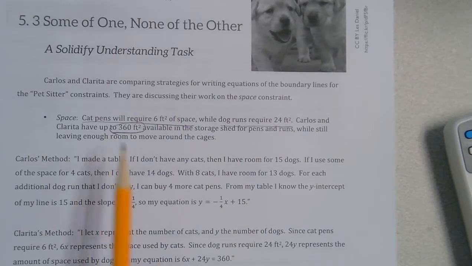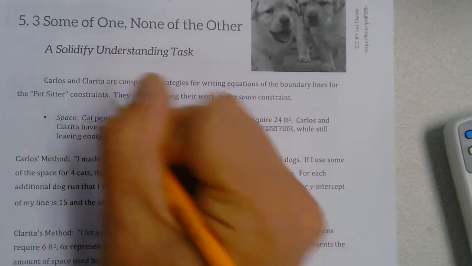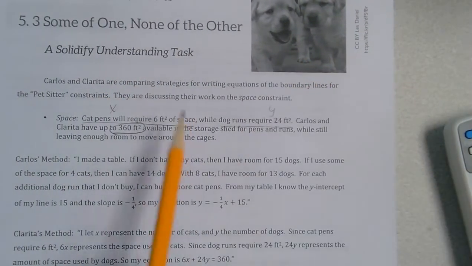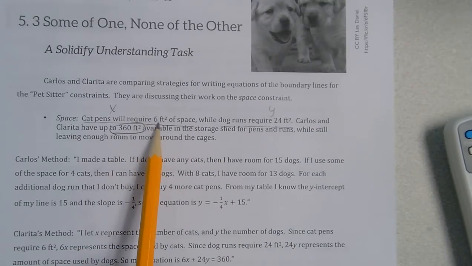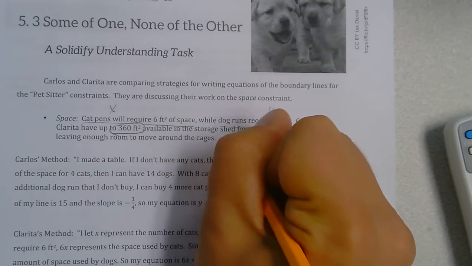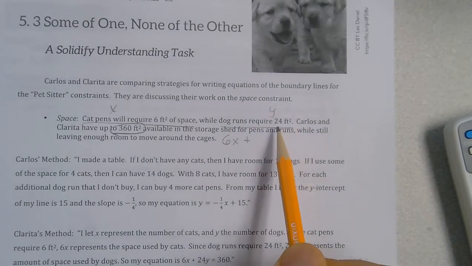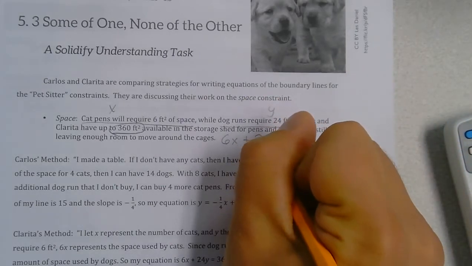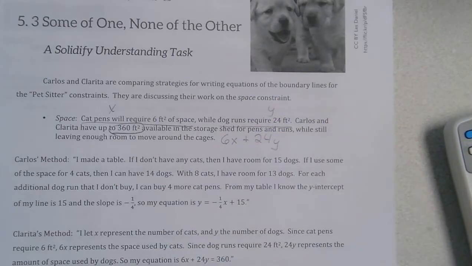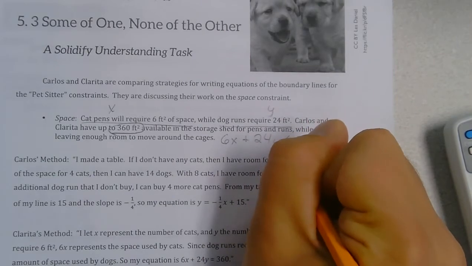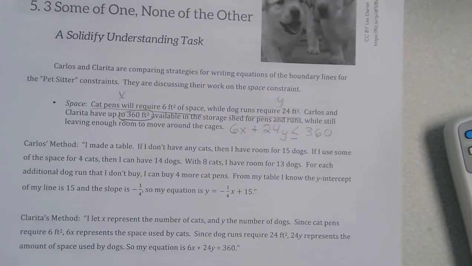So if I were to model that with an equation, cat pens I'm going to call X, and dog runs I'm going to call Y. And I have 6 square feet of space for each cat pen, so I'm going to call that 6X. Plus, I have 24 square feet of space for each dog run, so I'm going to call that 24Y. And then they have up to 360 feet. So I'm going to say that that is less than or equal to 360.